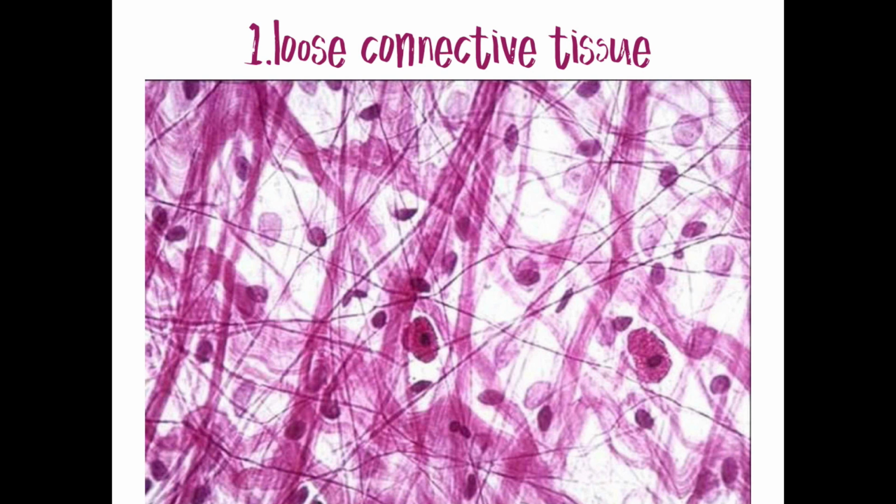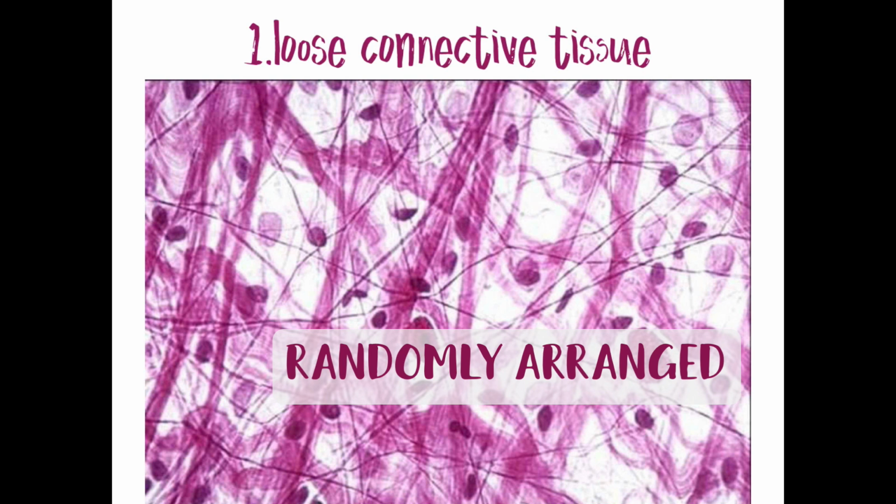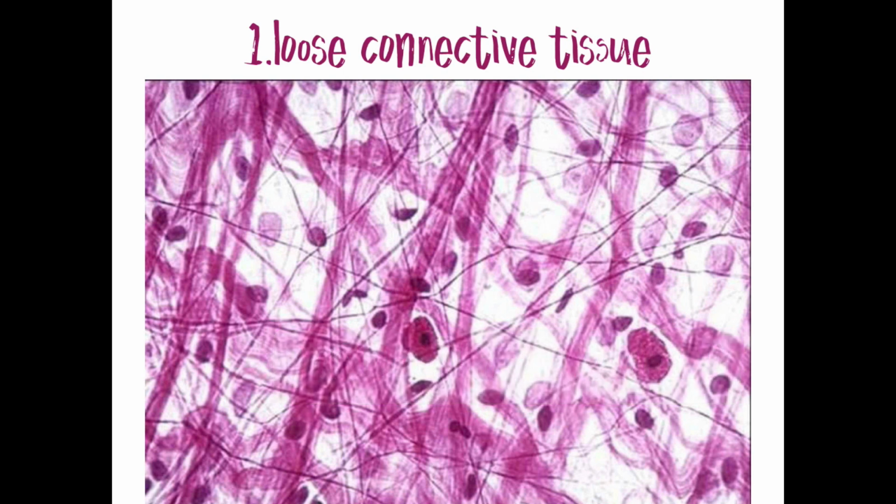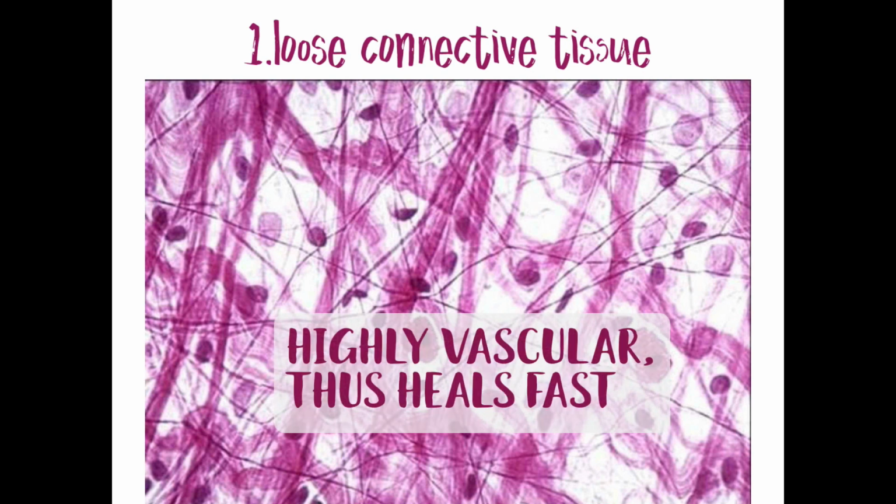Again, the microscopic appearance for this particular slide: you have a loose arrangement of collagenous fibers and elastic fibers. You can see they're all randomly placed around. You have scattered cells of various types and an abundance of ground substance. And then you have numerous blood vessels going through it. Again, this tissue heals fast and it processes nutrients very quickly.